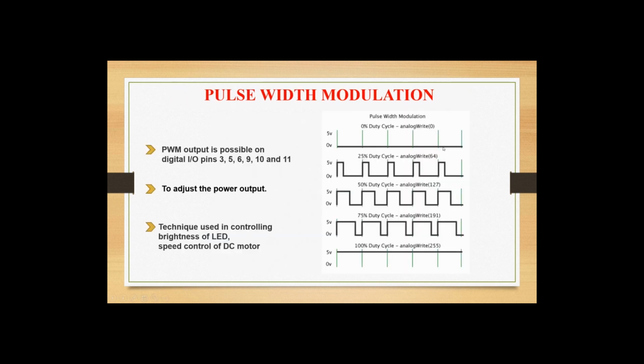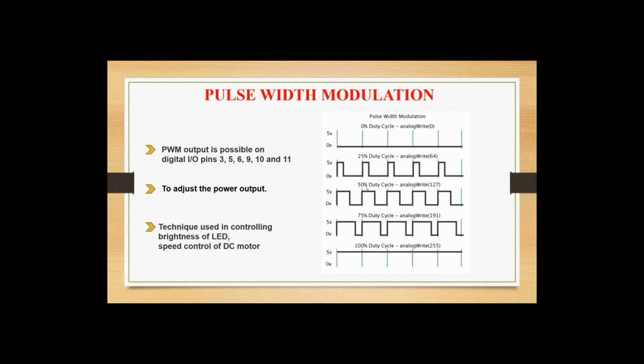Next slide. Pulse width modulation. First point is PWM output is possible on digital input or output pins 3, 5, 6, 9, 10 and 11. We know this first point from the last slide, and let's get into the definition of pulse width modulation. Firstly, let's see by its name. Pulse width modulation. Pulse width means width of the pulse. Modulation means change. The main technique behind this is that we are just changing the width of the pulse in a very short time interval, which we are going to see in this graph.